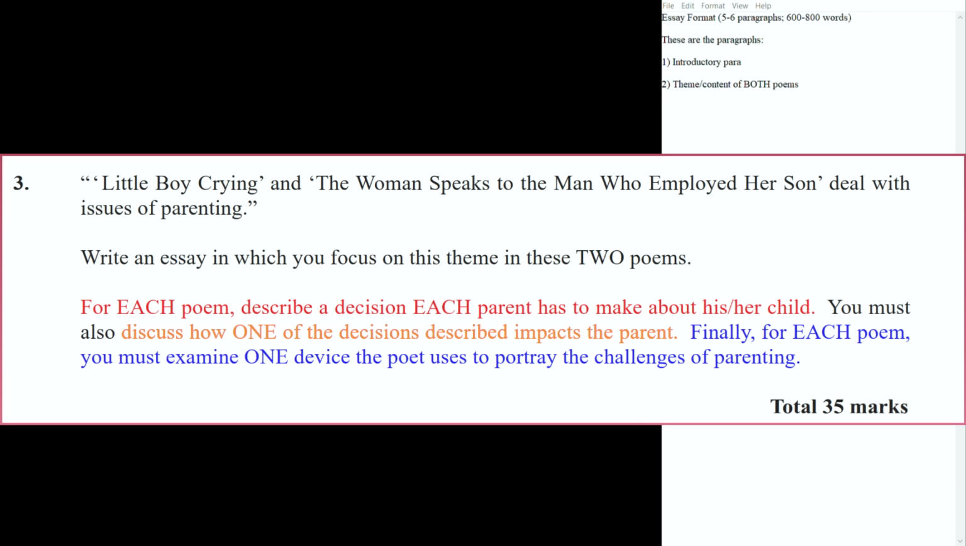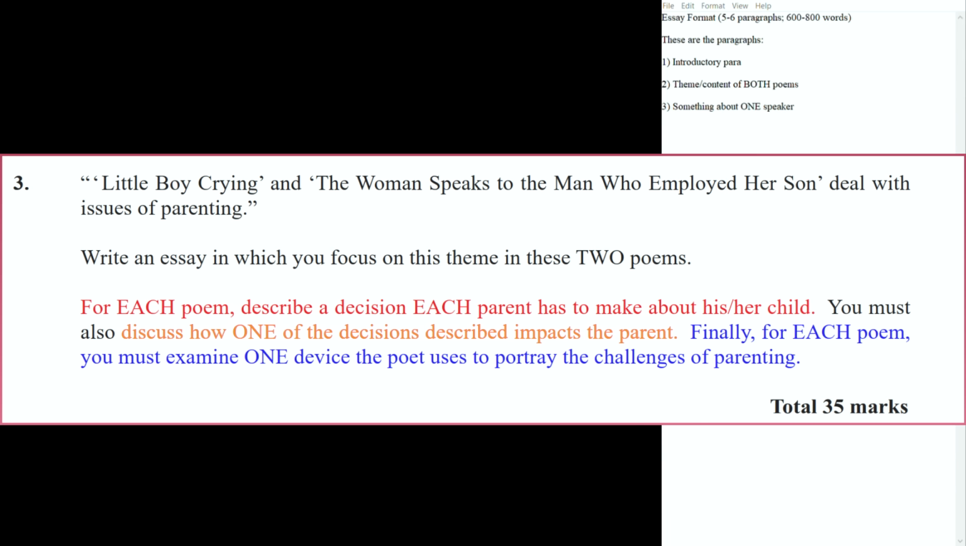In your second paragraph, you're going to be looking at the first part of the question, which will be about a theme. So in this case, it would be describe a decision each parent has to make about his or her child. So you'll answer this piece of the question in paragraph 2. In paragraph 3, it's going to be something about one speaker. In this case, you must also discuss how one of the decisions described impacts the parent.